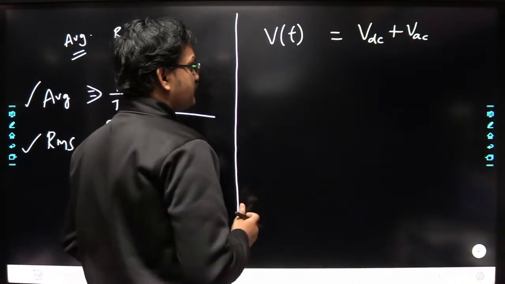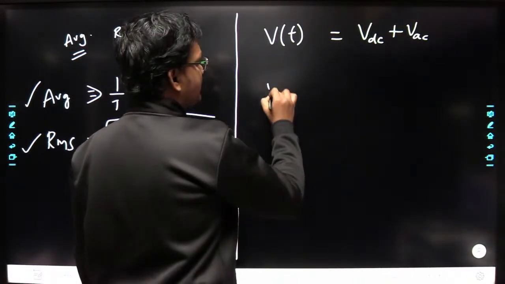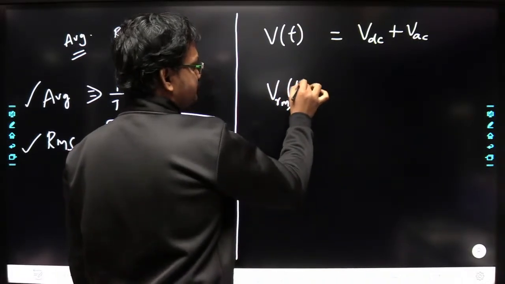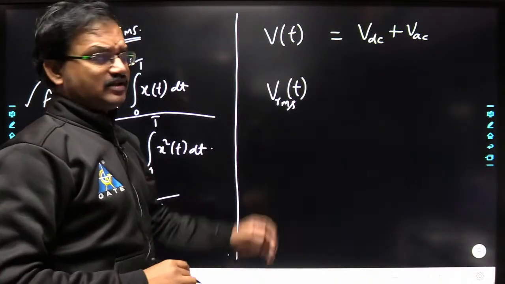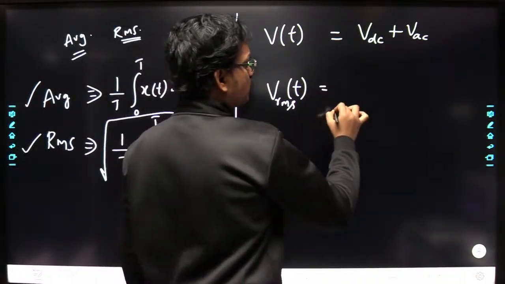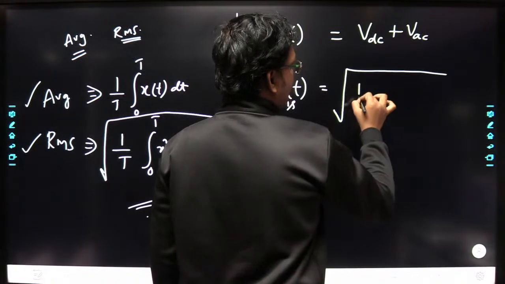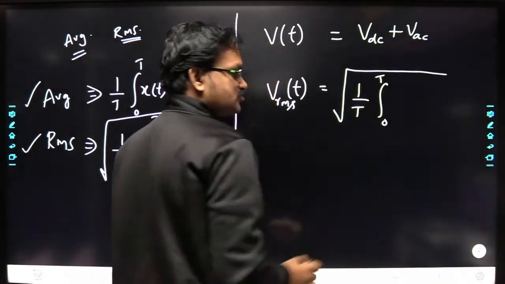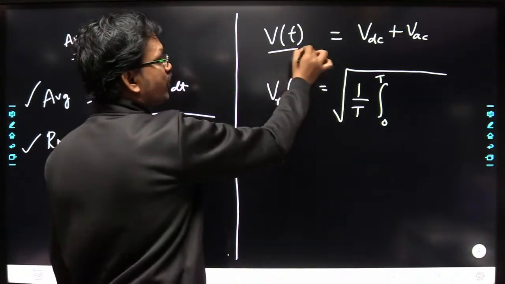Now for this type of signal, how to determine the RMS value? Tell me. The RMS value of this signal is equal to the square root of 1 by T integral 0 to T, and you have to square this signal. Yes or no?